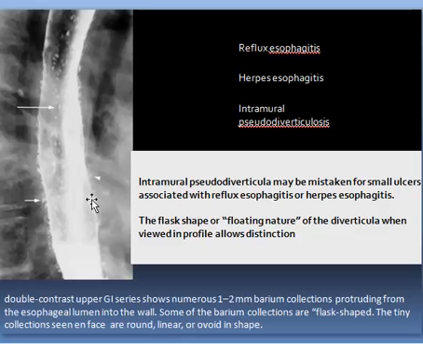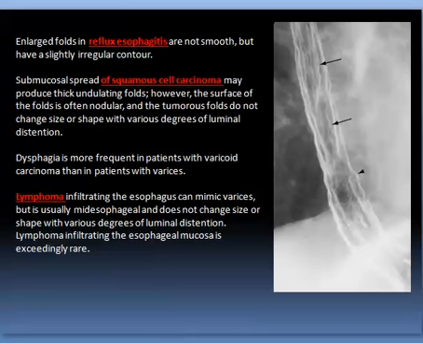For this case, we have intramural pseudo-diverticulosis plus some ulcerations on the surface. Here there are enlarged, prominent folds in case of reflux esophagitis. Submucosal spread of squamous cell carcinoma may produce thick undulated folds.